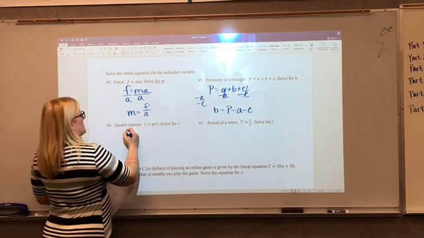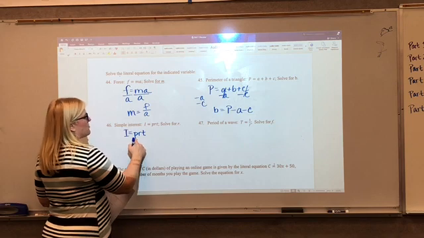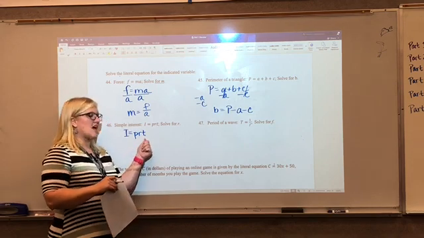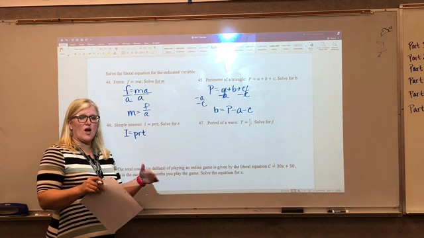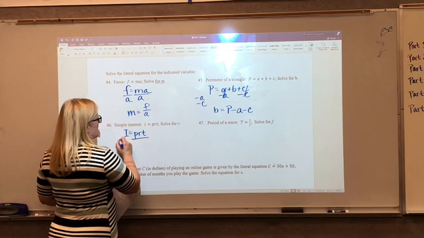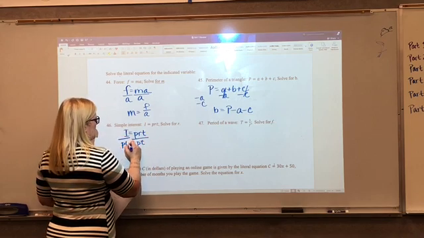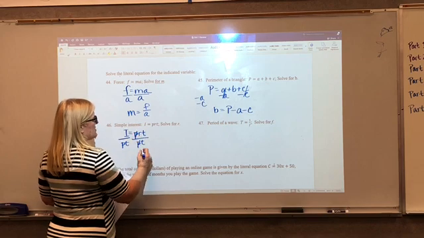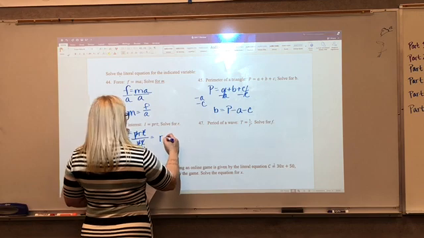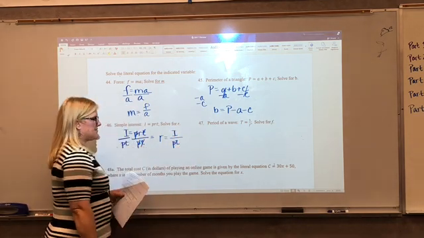Okay, simple interest. We've got interest equals PRT, which is principal times rate times time. And the principal and the rate and the time are all being multiplied by each other. So all I need to do is just divide to get them out. So I'm getting R by itself. So I'm going to divide by PT. And that makes my P's cancel and my T's cancel. And that gives me R equals I over PT.